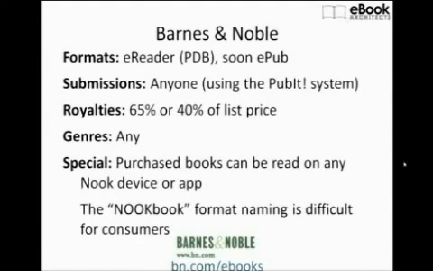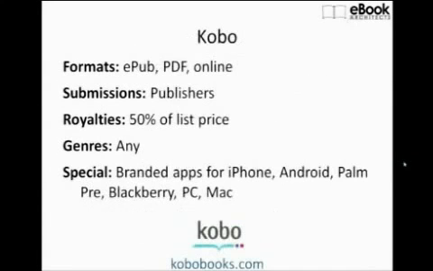The big problem that I have about this is the Nook book format naming. Basically, if you go to Barnes & Noble's website, they say you can buy this in the Nook book format, and that's kind of confusing to consumers. If you buy a book from somebody in the EPUB format, it should say this is an EPUB file. Barnes & Noble's not doing that.